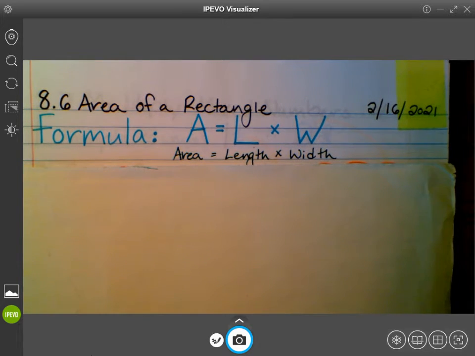Give me a thumbs up when you have that formula written down. And make sure you're writing A equals L times W, that you are labeling what each of those letters represents. Area, length, and width.